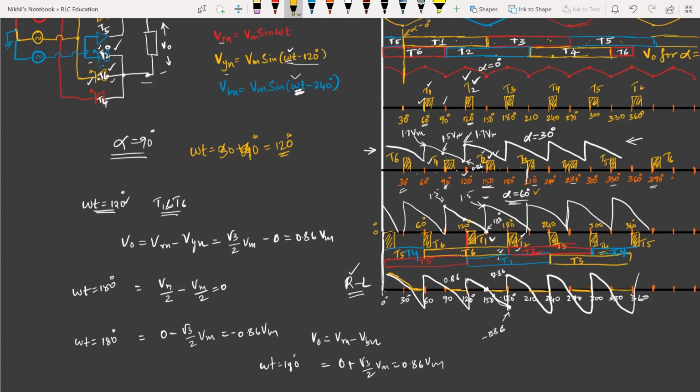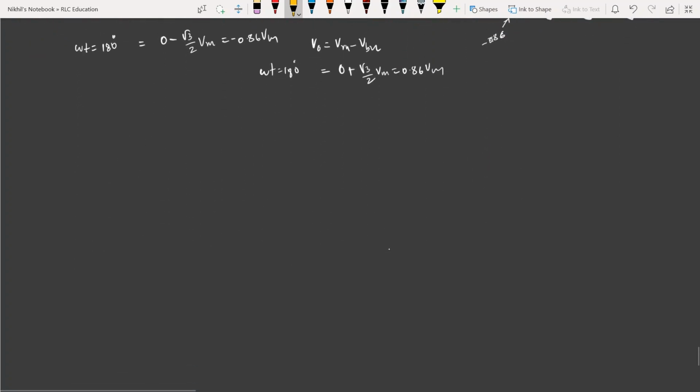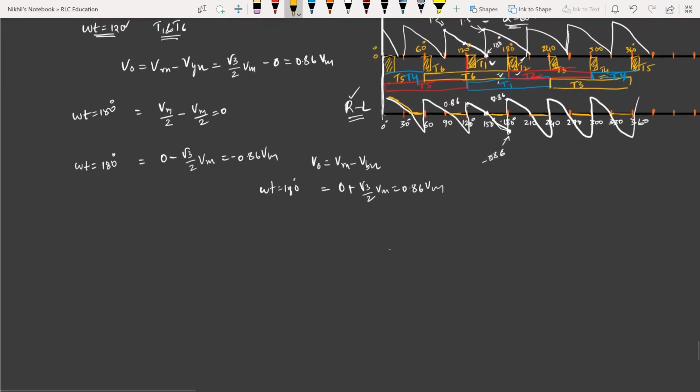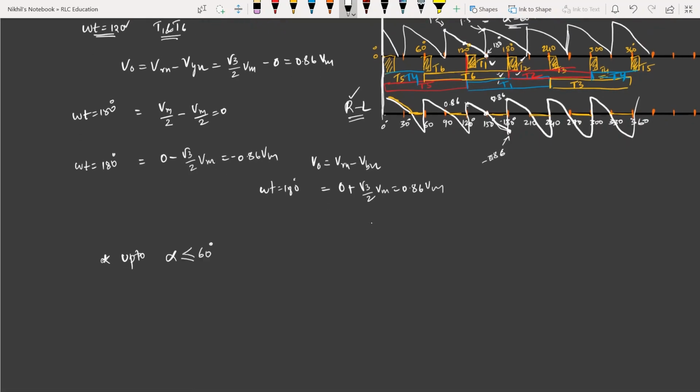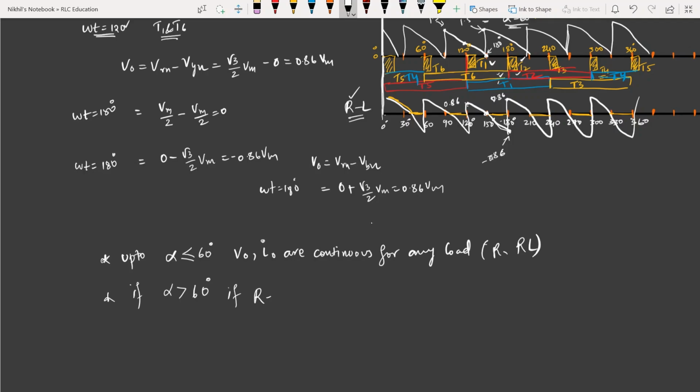So like we have done for the previous converter, we can make out some conclusions here also, isn't it? So what are the conclusions? For alpha less than or equal to 60 degrees, output voltage and output current are continuous for any load. The load may be R or RL. If alpha is greater than 60 degrees, then the continuity depends upon the type of load. If only R load is there, you will have discontinuous conduction mode, DCM. If an inductive load is there, you will have continuous conduction mode.